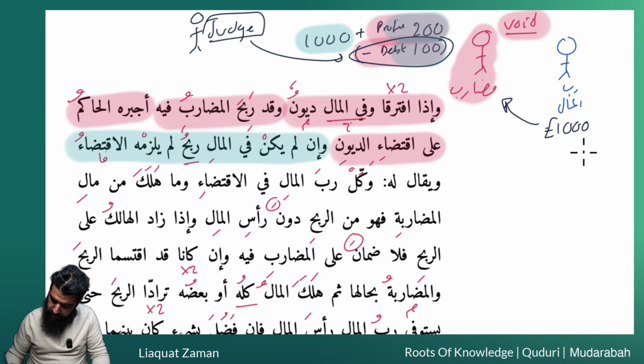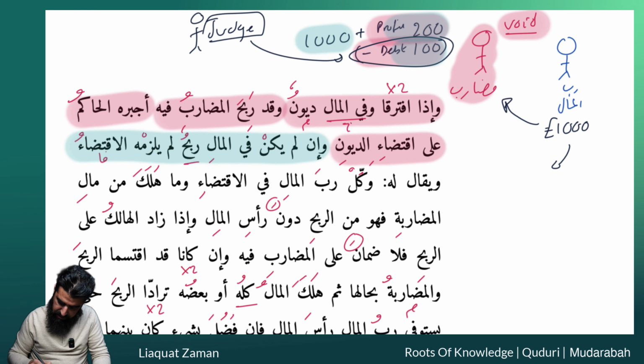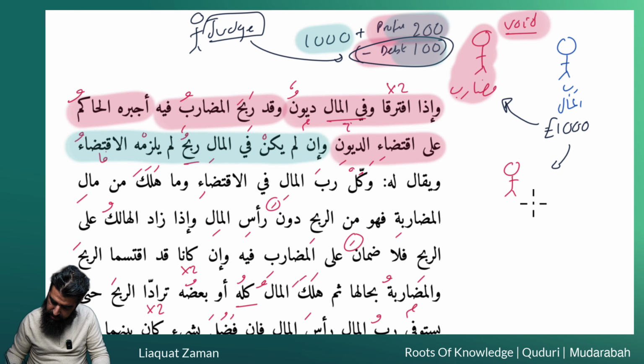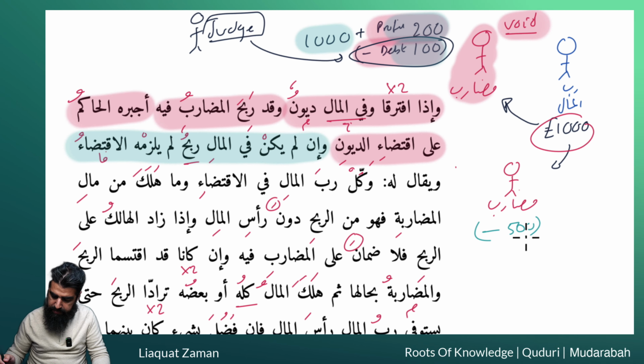So let's say, for instance, there is no profit. Let's do it this way, I think it's going to be easier. This is the mudarib, and he has actually no profit at all. There's £1,000 that was invested originally, and there's also a minus. Let's say there's £500 of debts. So they haven't made any profit at all. In this case, what's going to happen?